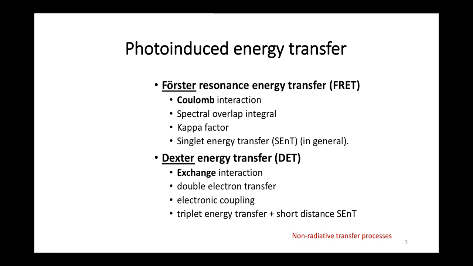The Dexter energy transfer mechanism can be viewed as a double electron transfer. So it's the exchange mechanism. Because it is governed by electron transfer, the electronic coupling is the major important factor. So it is the orbital overlap of the donor and acceptor orbitals. Now the Dexter mechanism is mainly important for triplet energy transfer. However, at short distance, it can actually be faster than the Förster mechanism, so then it can also be important.